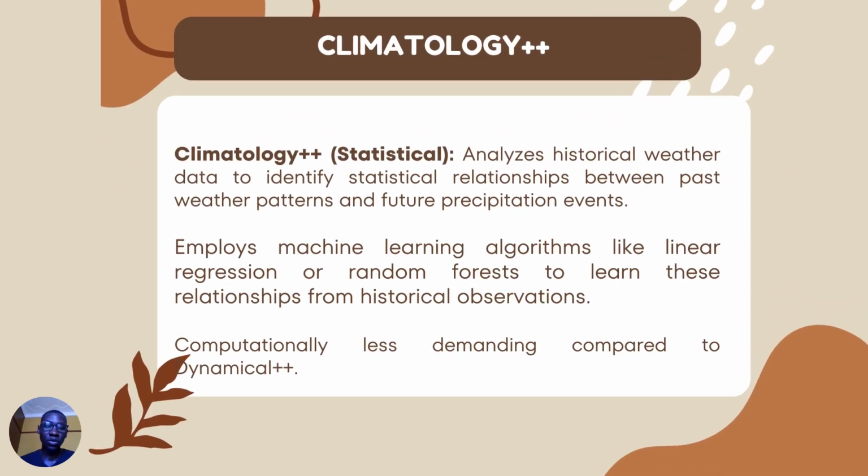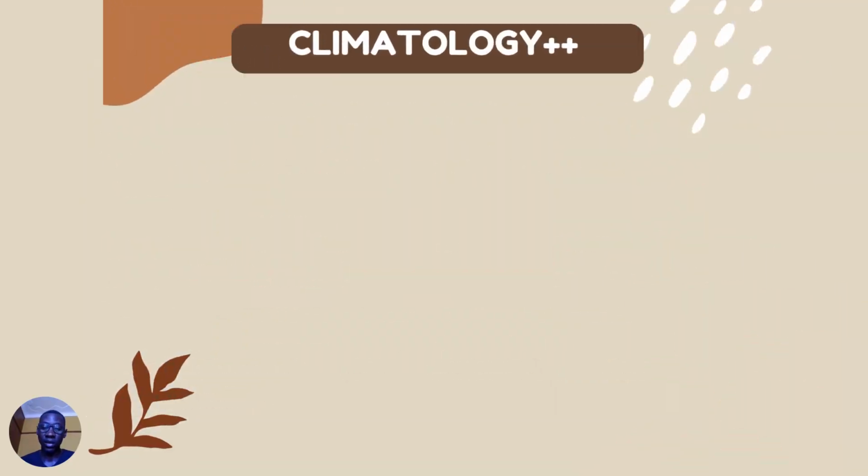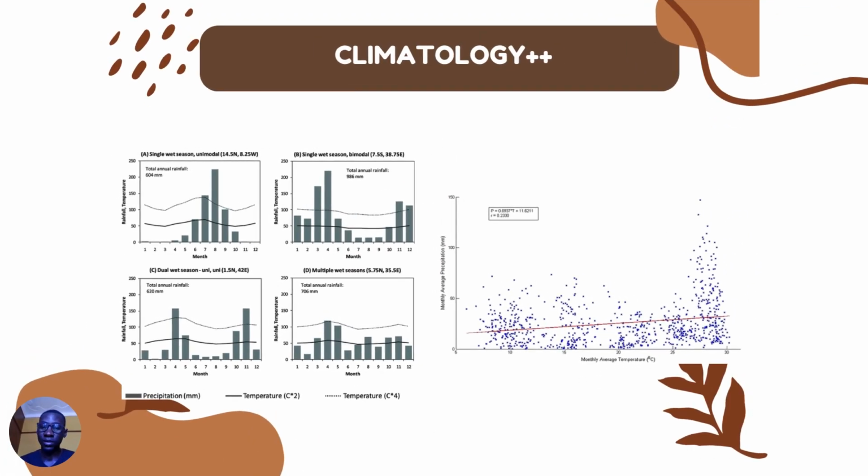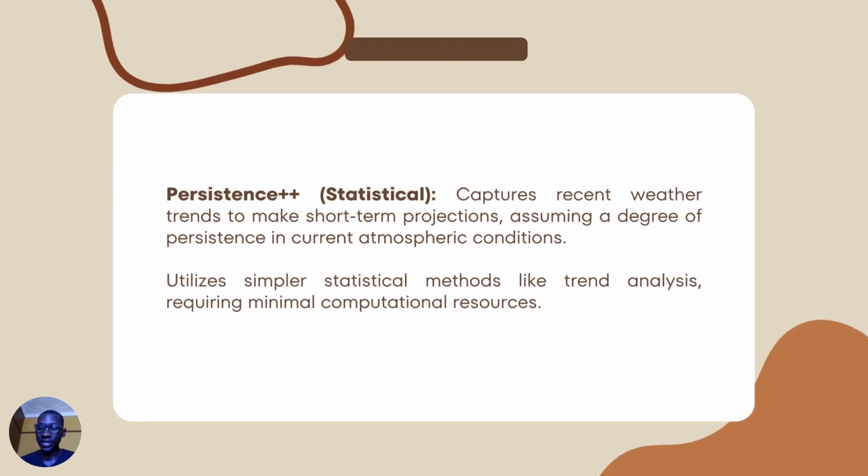The climatology model is statistical and analyzes historical weather data between past weather patterns and future precipitation events. It uses the historical weather data to predict the future weather. Basically, climatology uses algorithms like linear regression and random forest for its operation. If we continue further, we can look at persistence.